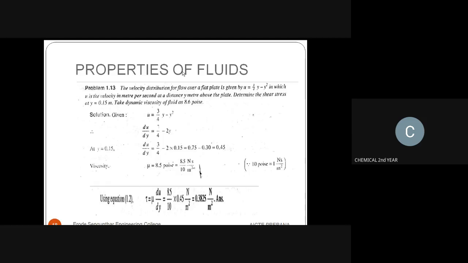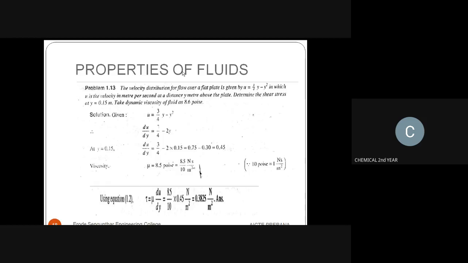So instead of y, you need to substitute 0.15. So 3 by 4 minus 2 into 0.15, which is equal to 0.75 minus 0.30. So you will be getting 0.45. To substitute and simplify, you can get du by dy is equal to 0.45. Right. So next step, viscosity is given. Dynamic viscosity is given as 8.5 poise.